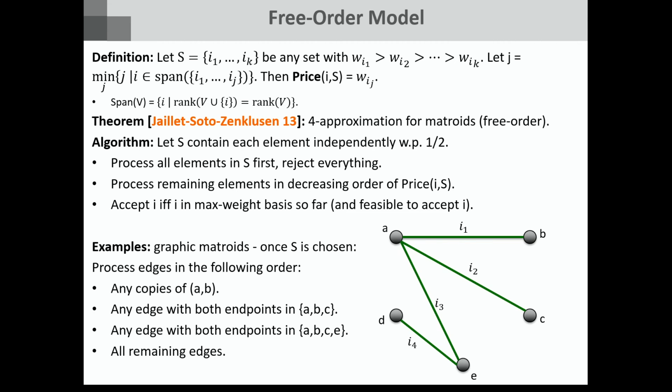Then we'll process any elements that form a cycle with I1 and I2. So these are elements that have both endpoints in the sets A, B, C, because their price is going to be I2. Then we'll process any edge with both endpoints in A, B, C, E, because their price is going to be I3. And then we process the remaining edges after.